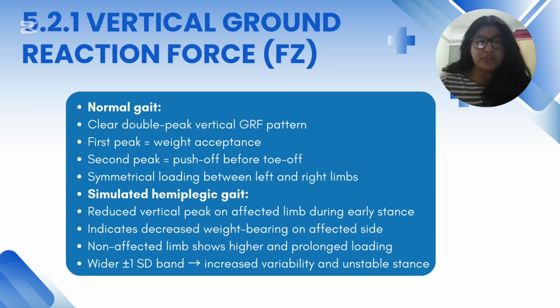For vertical ground reaction force, normal gait demonstrated the typical double peak pattern during the stance phase, corresponding to weight acceptance and push-off. The symmetry between the left and the right limbs indicates stable and efficient loading. However, in the simulated hemiplegic gait, the affected limb showed a reduced vertical peak during early stance, suggesting decreased weight bearing. In contrast, the unaffected limb experienced higher loading, indicating compensation. The wider variability also reflects reduced stance stability.